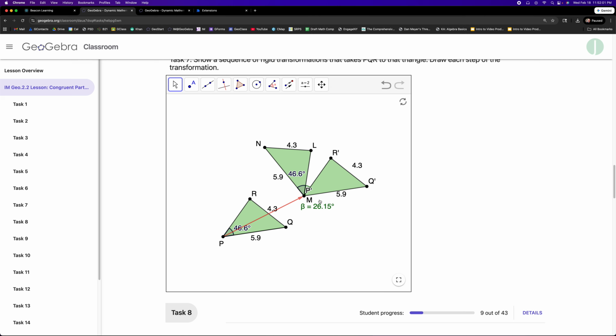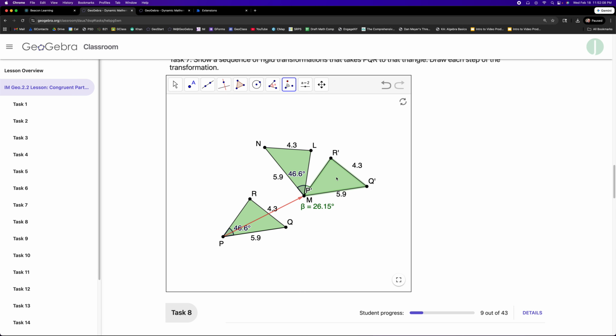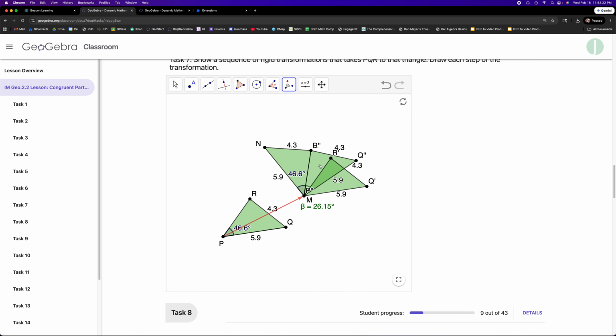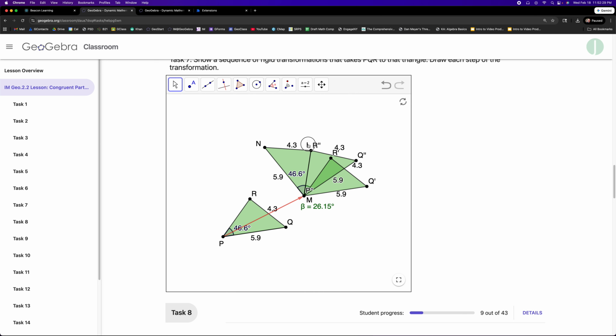Okay, here we go. Rotate around point. Select this triangle. We're going to select point M. And what was it, 26.15? I think it was 26.15. I hope it was. Yes, it was. Good. So we got that to match up, which is great.